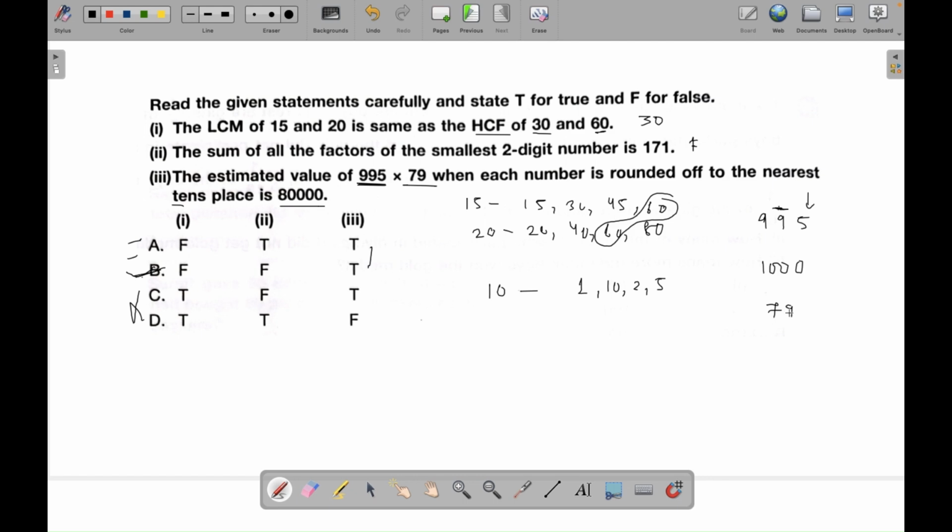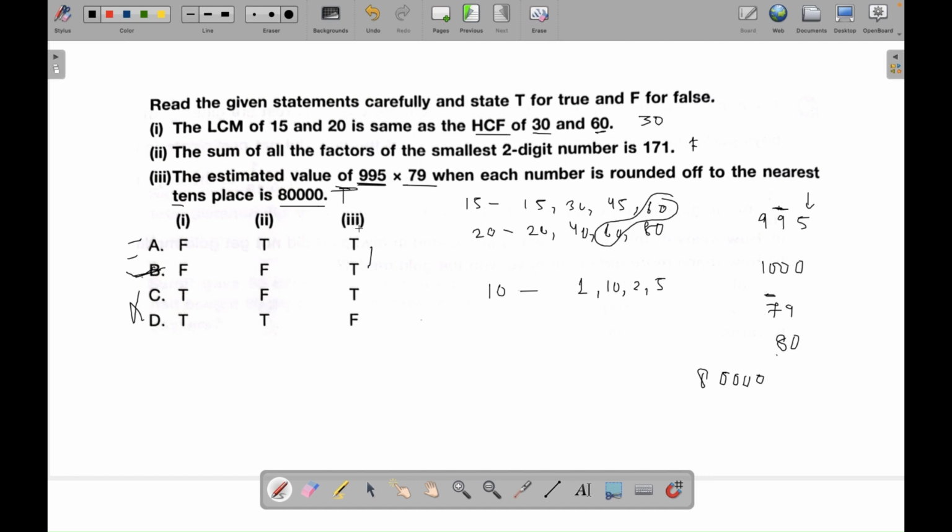Similarly, 79. We again round this off to the nearest 10. We look at the unit digit and check whether it is greater than 5 or not. It is greater than 5, so we make this 0 and then add 1 to the tens. So this will be 80. Now if you multiply 80 with 1000, we can just multiply 8 with 1 and add the remaining zeros. So 8 ones are 8. And then how many zeros do we have? 1, 2, 3, and 4. So this is 80,000. So that is why this is true.